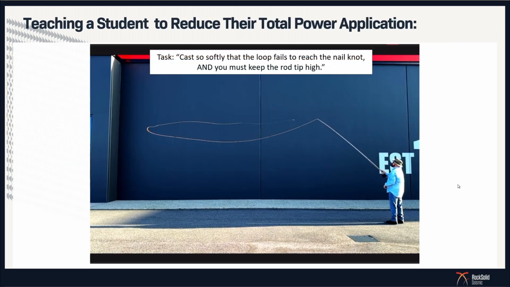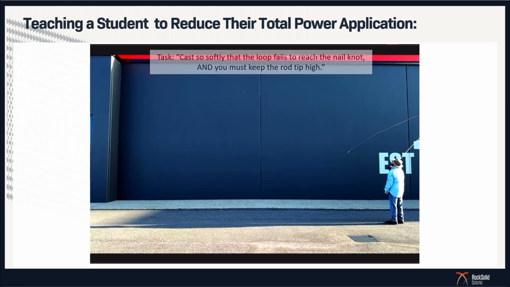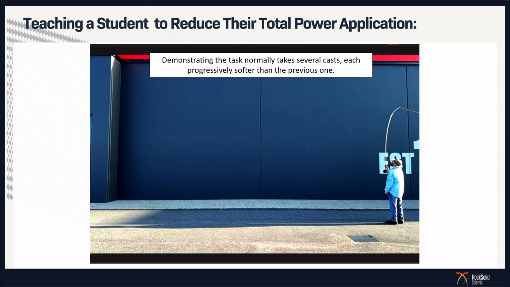So how about when we're teaching a student? This is for instructors. When we teach a student to reduce their total power output, one of the best ways to do this is to cast as softly as we can. Now these are quite soft casts, and normally it takes quite a lot of casts to get it slow enough to demonstrate to the student that we're trying to cast so softly that that loop just fails to reach the nail knot. Now that's too much power, so I'll do it again and cast it even softer this time.